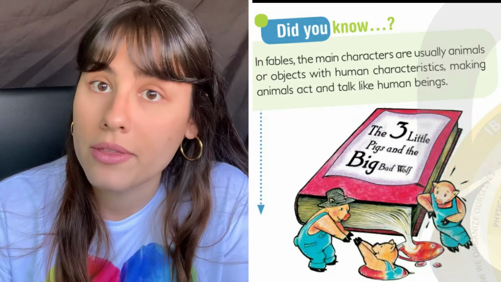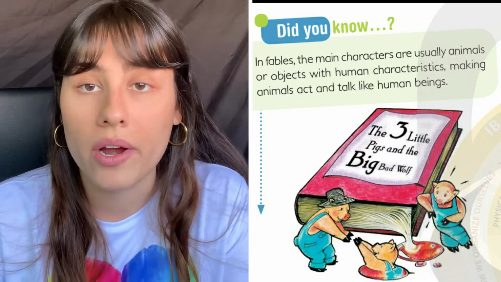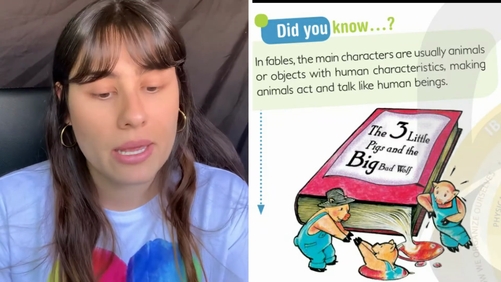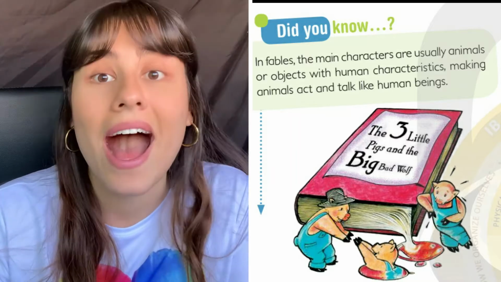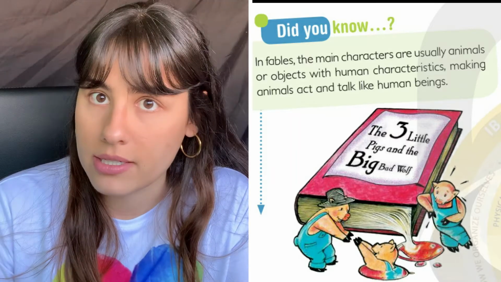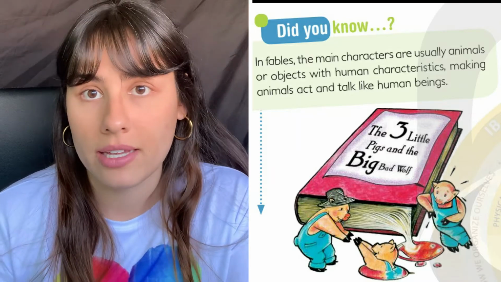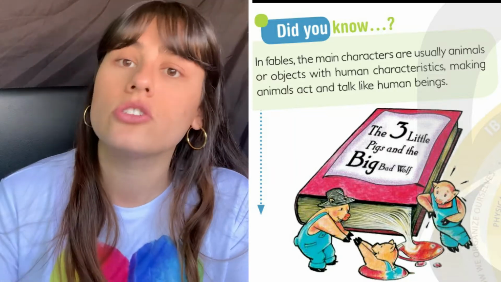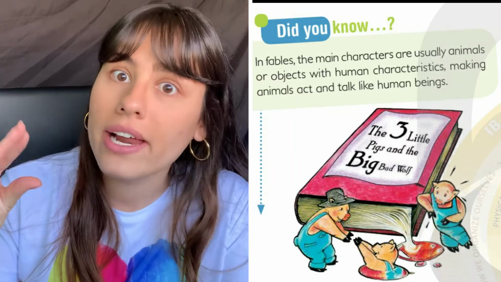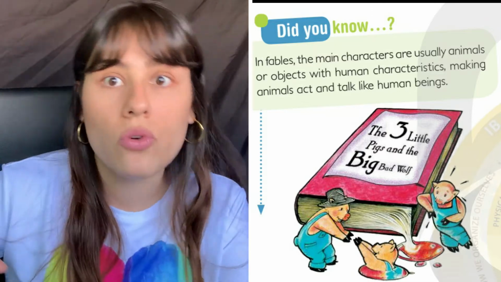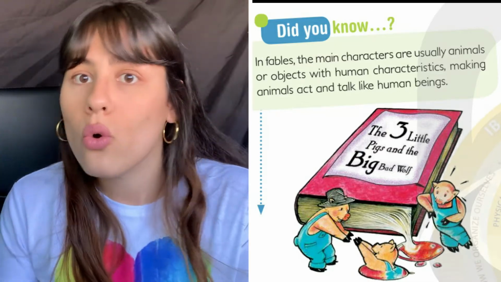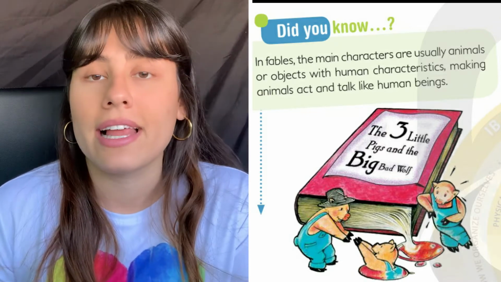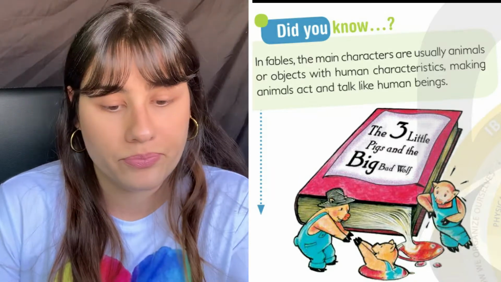So we are going to read there on the top of your book where it says, did you know? Did you know in fables, the main characters are usually animals or objects? What is the characteristic of that? That they usually behave like humans. So what does that mean? They can talk like humans, they can move like humans, they can cook, they can drive. They are like people, like a normal person, okay?